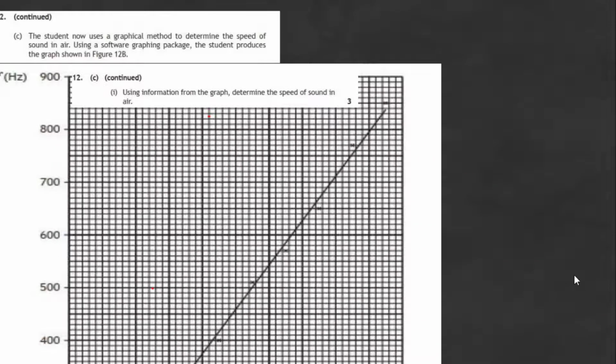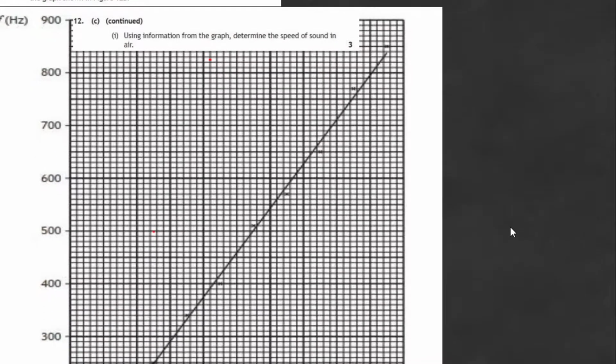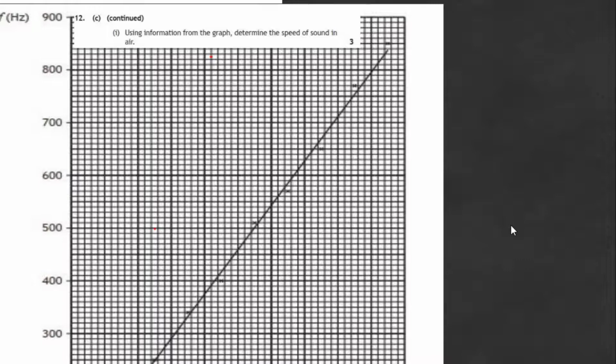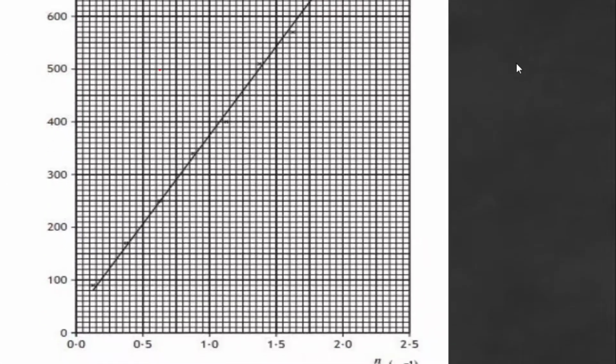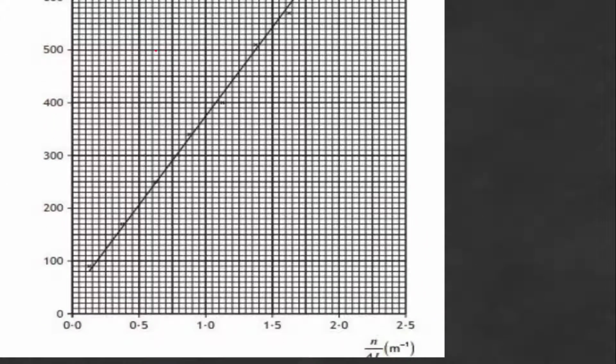Question 12 continued, part C. The student now uses a graphical method to determine the speed of sound in air. Using a software graphing package, the student produces the graph shown in figure 12b. We can see that the y-axis is the frequency measured in hertz, ranging from the top value of 900 all the way down to 0. And the x-axis has the unusual variable n over 4L, measured in per meters.